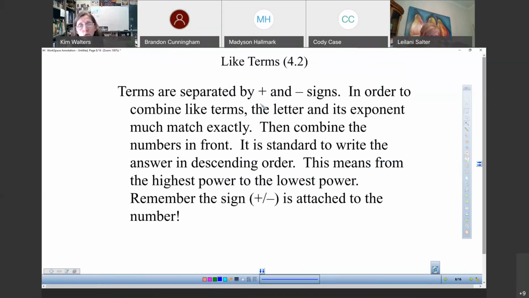So when we do this, we call these polynomials, okay? And we can put these all together. They don't have to have exactly the same things. The only things we can collect together are what we call like terms, right?